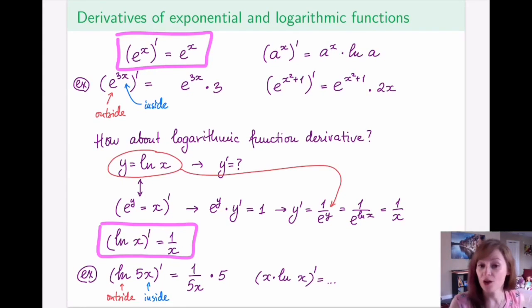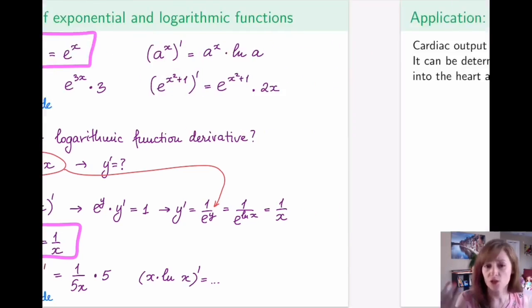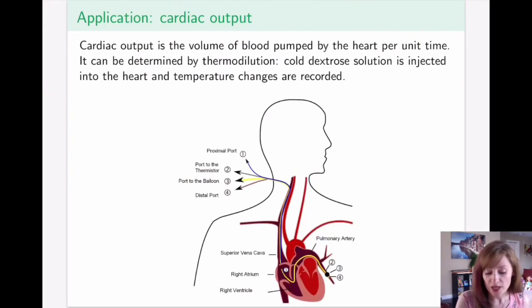Equipped with the now newfound ability to take derivatives of exponential and logarithmic functions, we can move on to talk about how to do calculus using those functions. So how to find global or local maximum, minimum, inflection points, sketch the functions, and so on. Our first application is that of cardiac output, which is the volume of blood pumped out by the heart per unit time, or sometimes measured as per heartbeat.